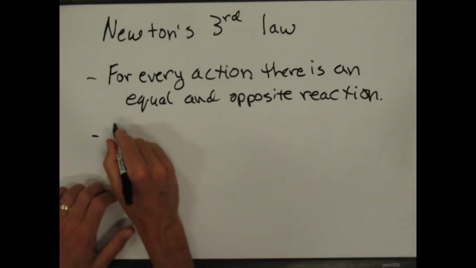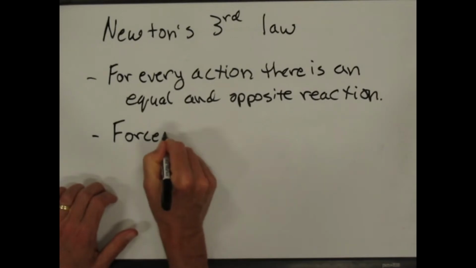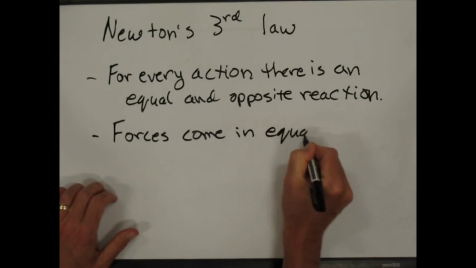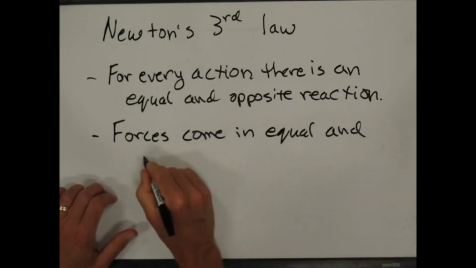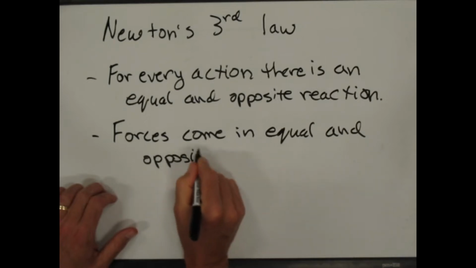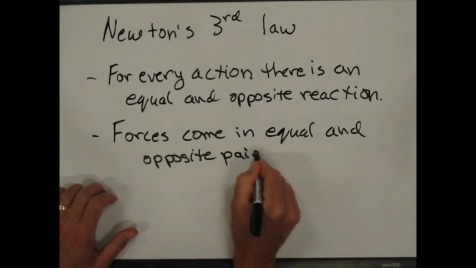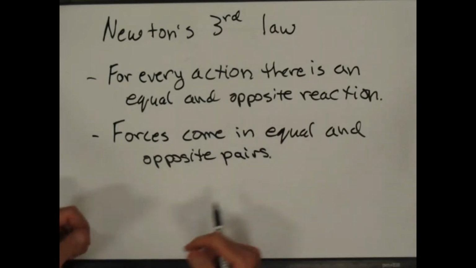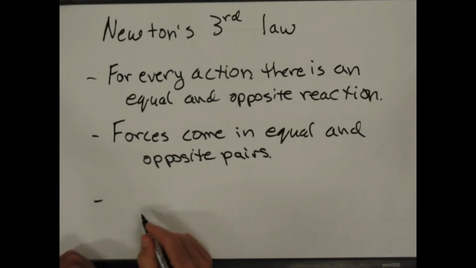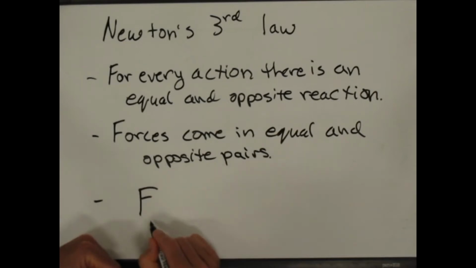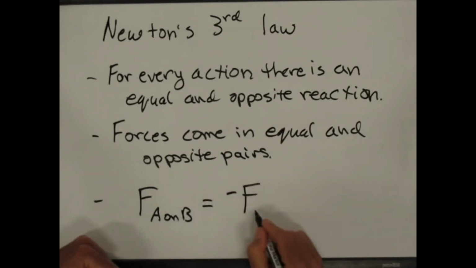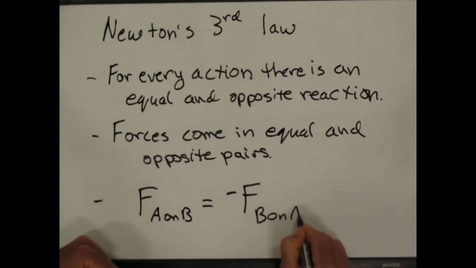Maybe a better way to say it is forces come in equal and opposite pairs. You can't have just one force. If you apply one force, there's an opposite force. Another way to say it is the force due to object A on object B is equal to minus the force due to object B on object A.